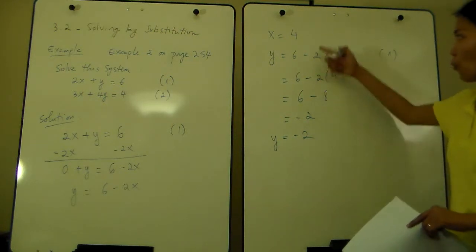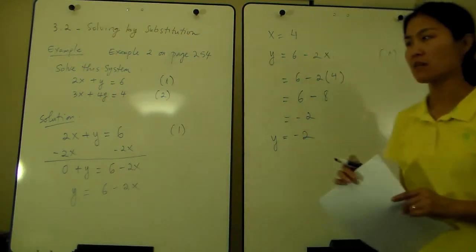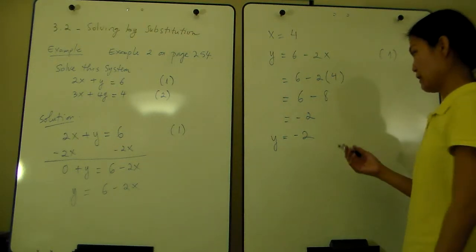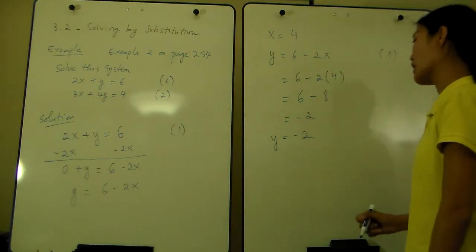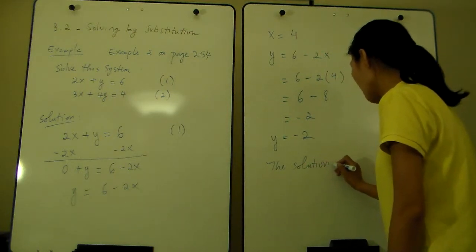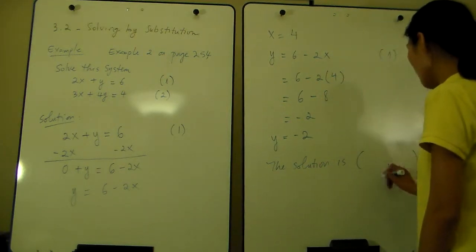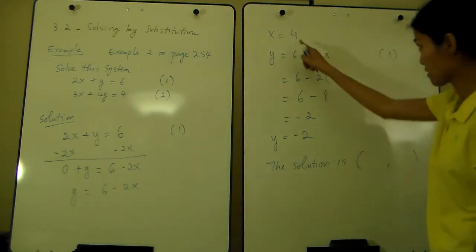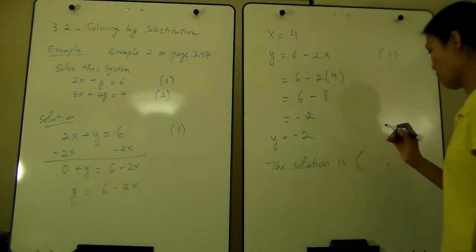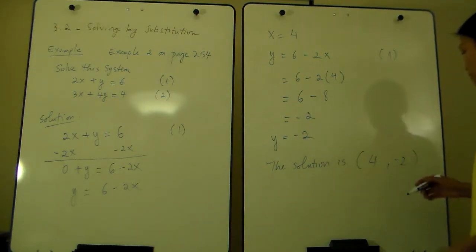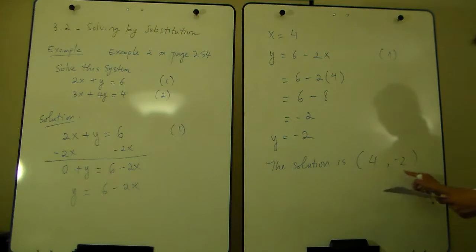Okay? Now, when you see solve this system, it means the ordered pair x, y is the answer, okay? So what we got so far is x equals 4, y equals negative 2. So you can say the solution is, just write the ordered pair, because there's only one solution, which is the ordered pair. What is x? First coordinate is x, right? X is 4. Second coordinate is y. So what is y? Negative 2. So the answer is 4, negative 2, written as an ordered pair.